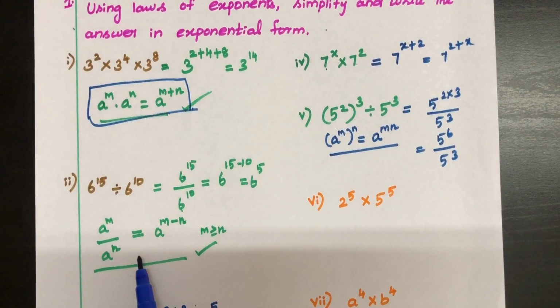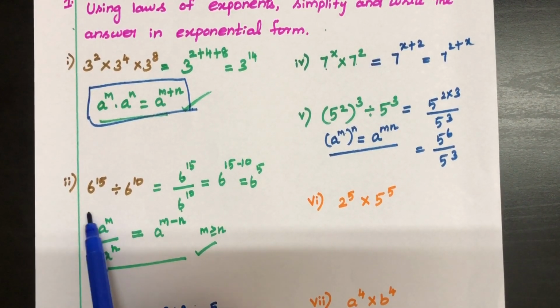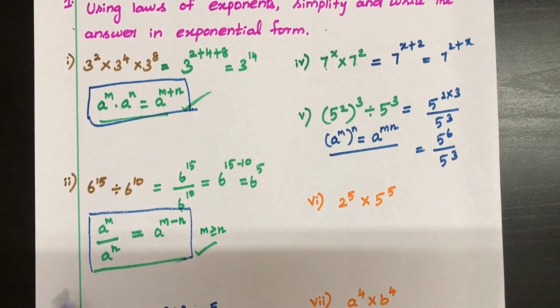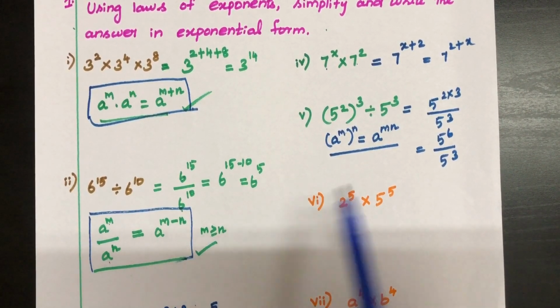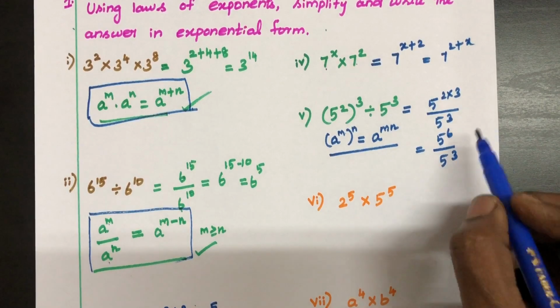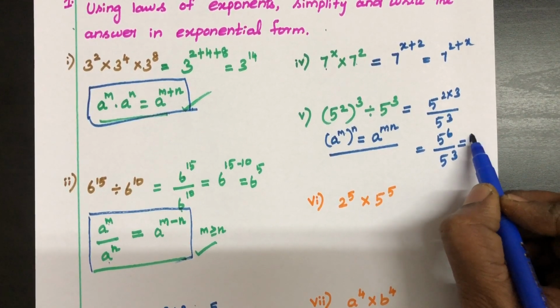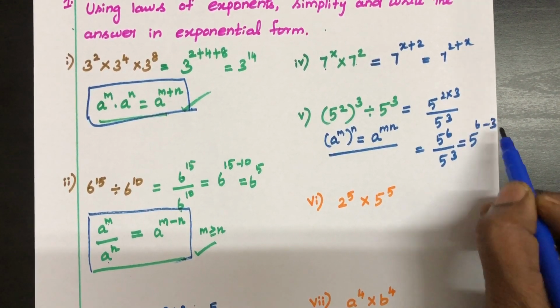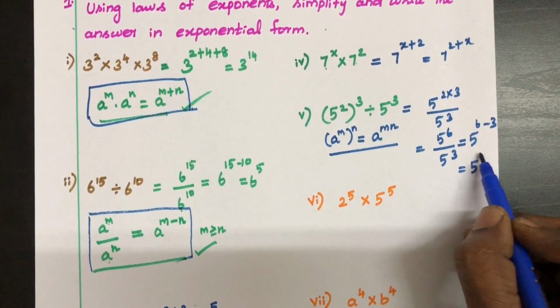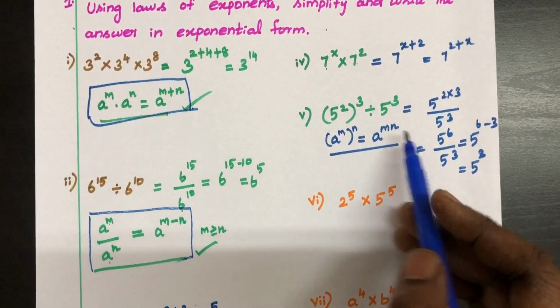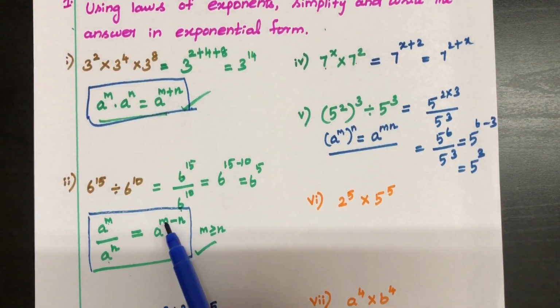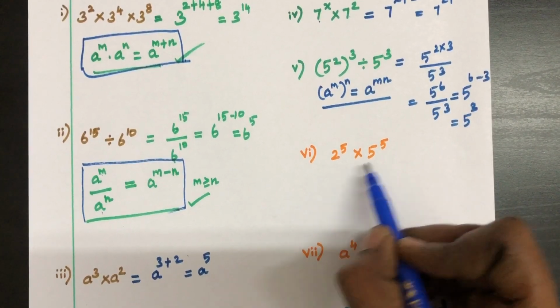Now we are going to use this division formula of exponents, a power m by a power n. If the bases are equal, we can subtract the powers. So how to subtract? 5 power 6 minus 3. This gives us 5 cube. So using this formula, we can easily simplify all these numbers.